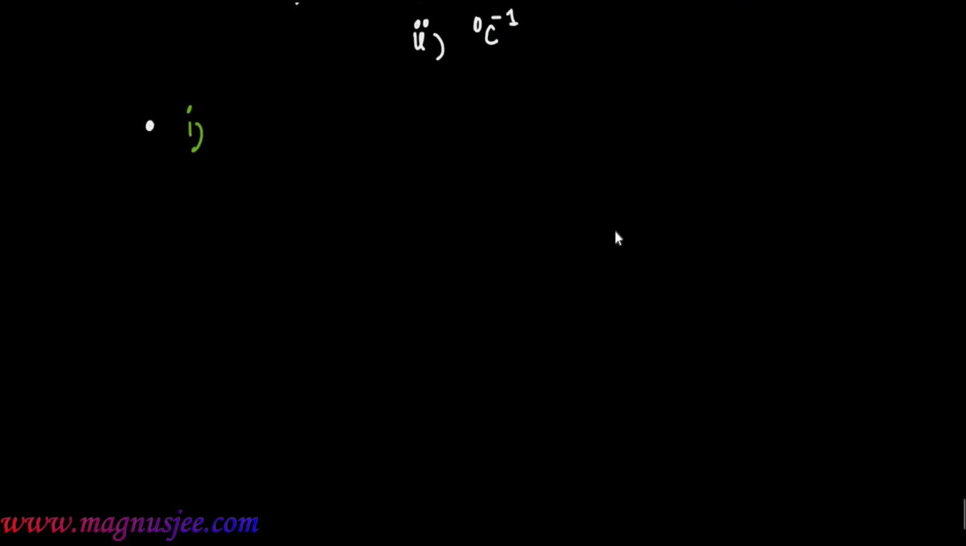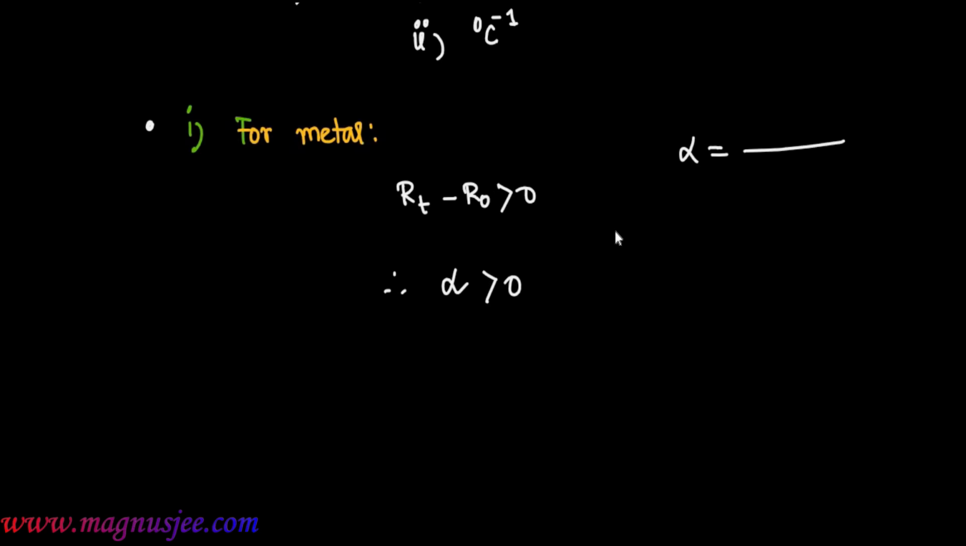Now for metal, change in resistance due to rise in temperature, that is RT minus R0, will be positive. That means RT minus R0 is greater than 0. Therefore, alpha is greater than 0, as alpha equals (RT minus R0) divided by R0 into delta T. That means for metal, temperature coefficient of resistance is positive as resistance increases due to rise in temperature.